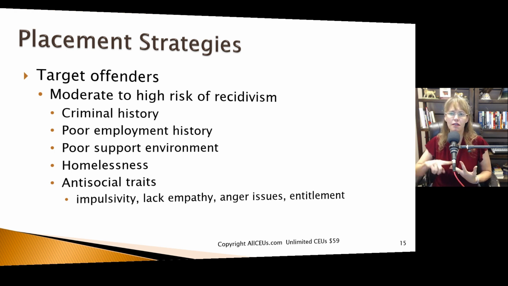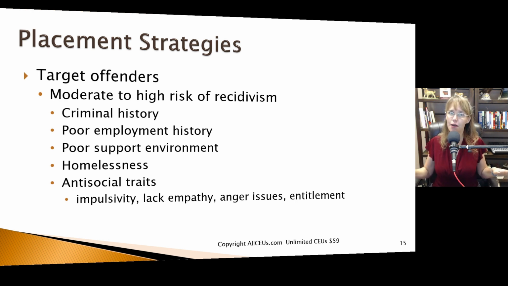Homelessness, poor support, and poor employment, those are all super stressors. When people are super stressed, guess what? A lot of times they're going to do whatever they have to do to survive. And sometimes that means criminal behaviors.